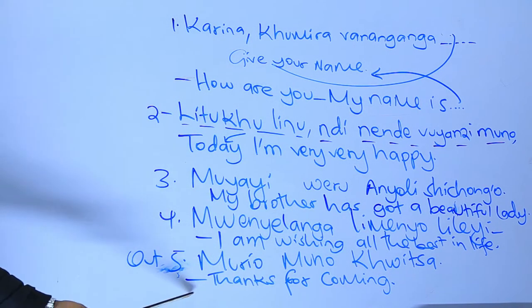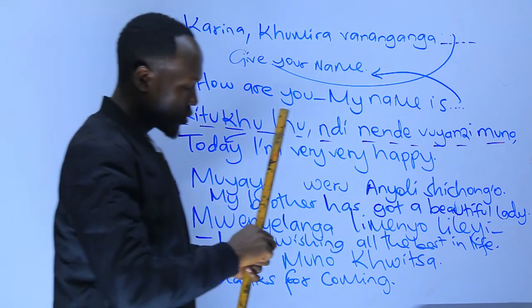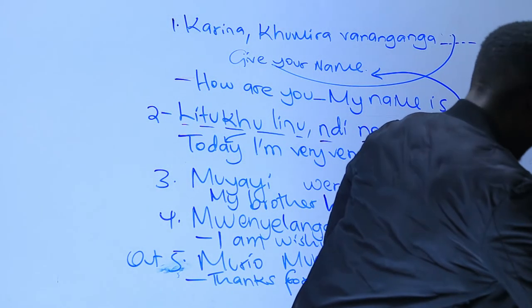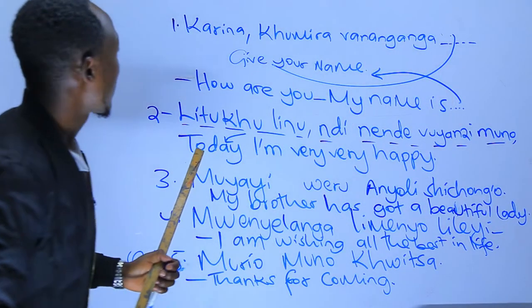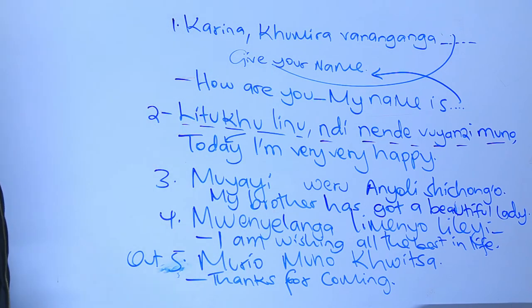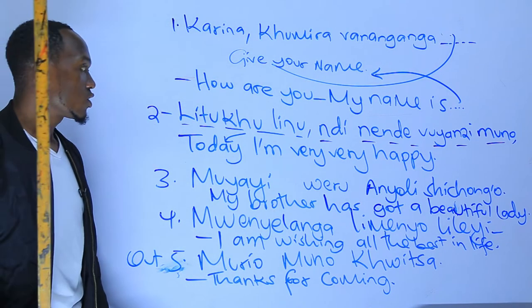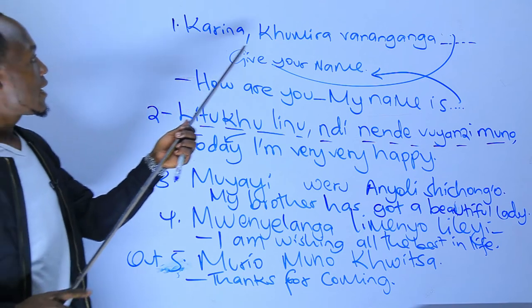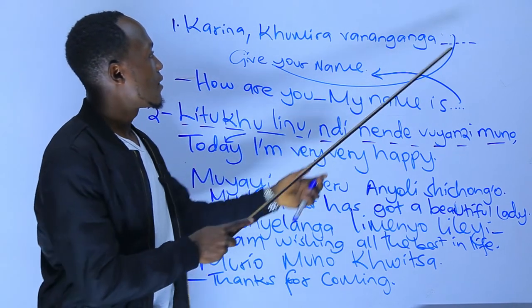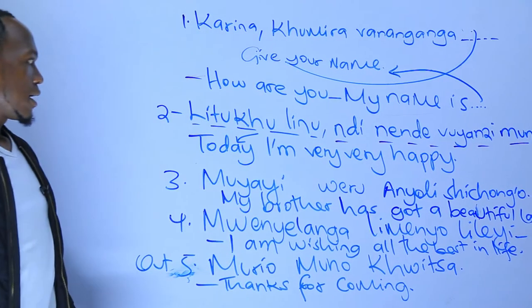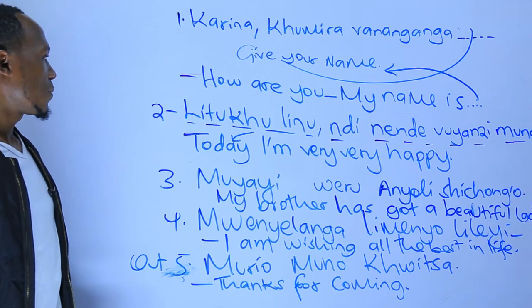So this is the outro. Let me just go through. Let me just pick my pen. So remember, this is the second lesson after the introduction. You say Karina, Humira Vananganga, then you give your name. Then you go to the speech.